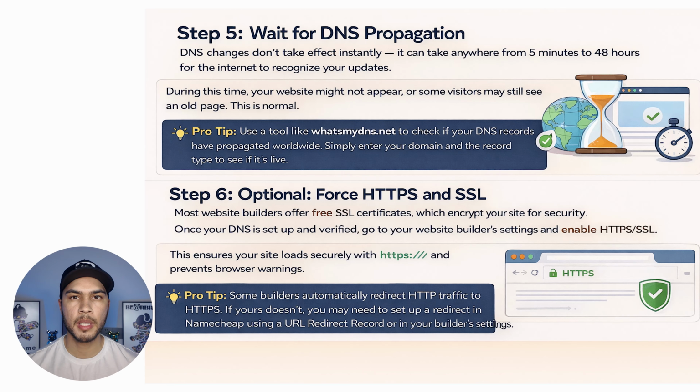Most website builders offer free SSL certificates, which encrypt your site for security. Once your DNS is set up and verified, go to your website builder settings and enable HTTPS SSL. This ensures that your site loads correctly with HTTPS and prevents browser warnings. Some builders automatically redirect HTTP to HTTPS. If yours doesn't, you may need to set up a redirect in Namecheap using a URL redirect record or in your builder's settings.